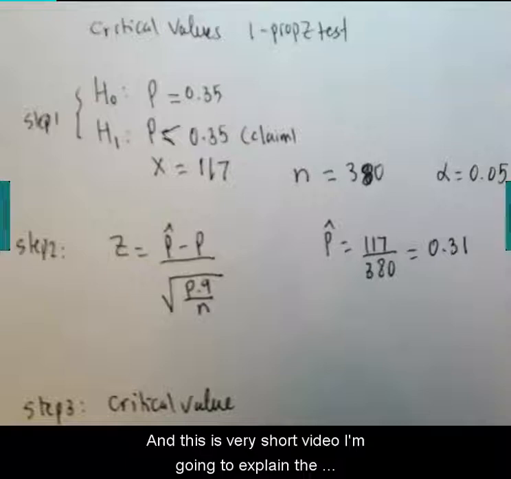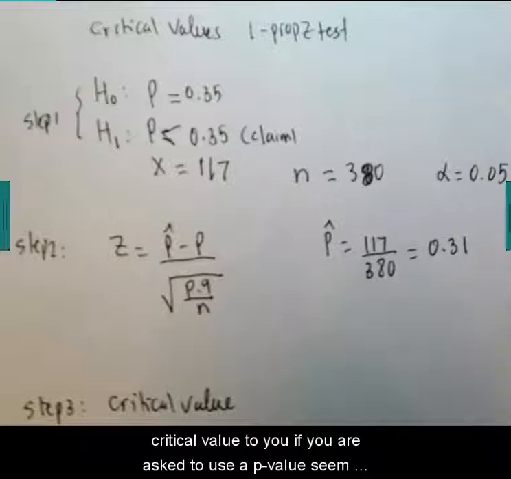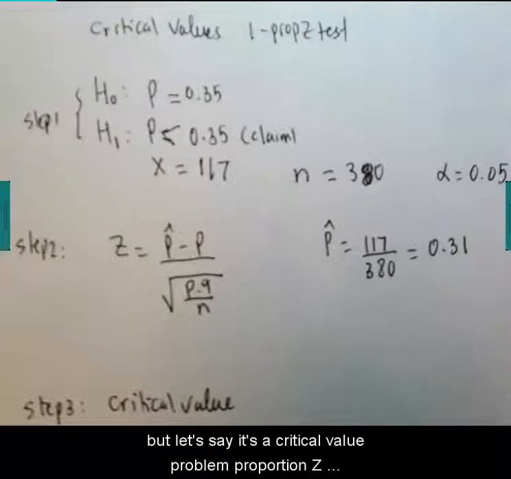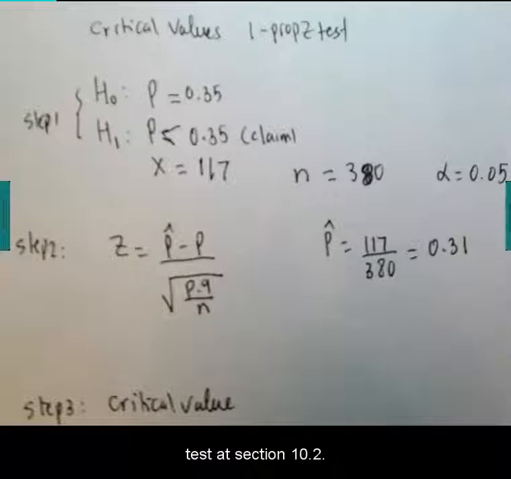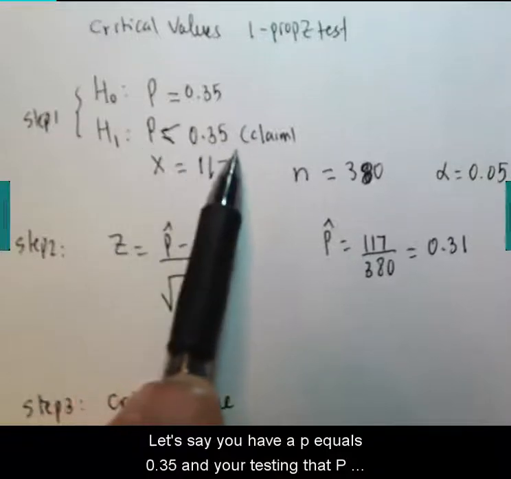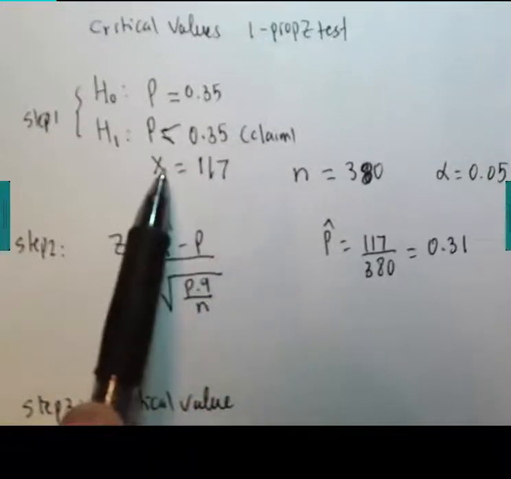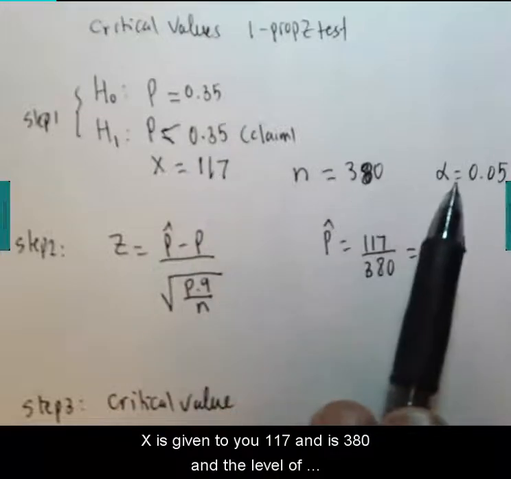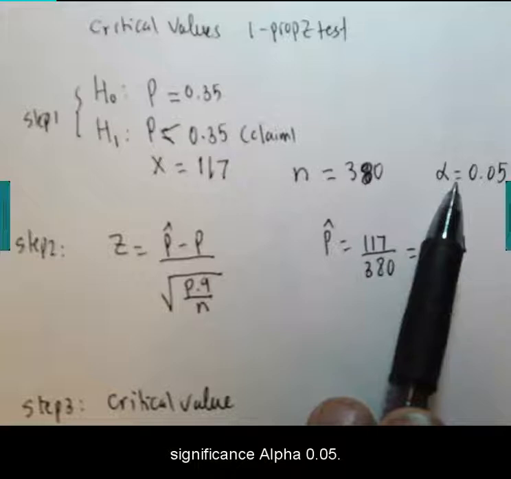In this very short video, I'm going to explain the critical value to you. If you are asked to use a p-value, you simply use the calculator and the pre-programmed tests in there. But let's say it's a critical value problem, proportion Z test. That's section 10.2. Let's say you have a p equals 0.35 and you're testing that p is less than 0.35. X is given to you, 117, N is 380, and the level of significance alpha is 0.05.